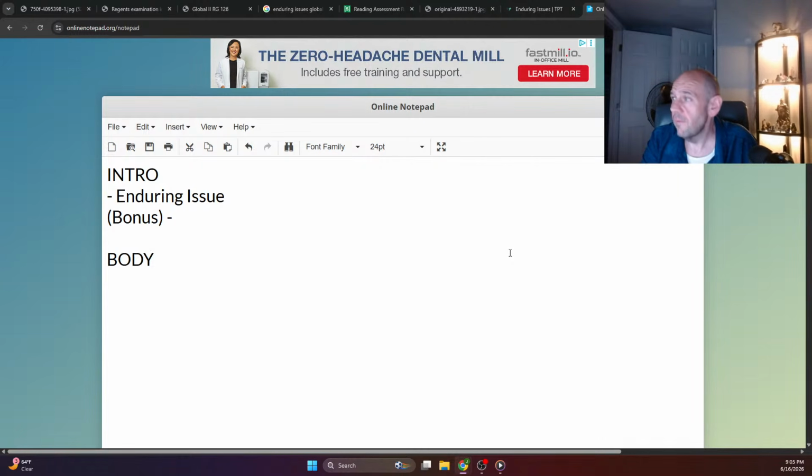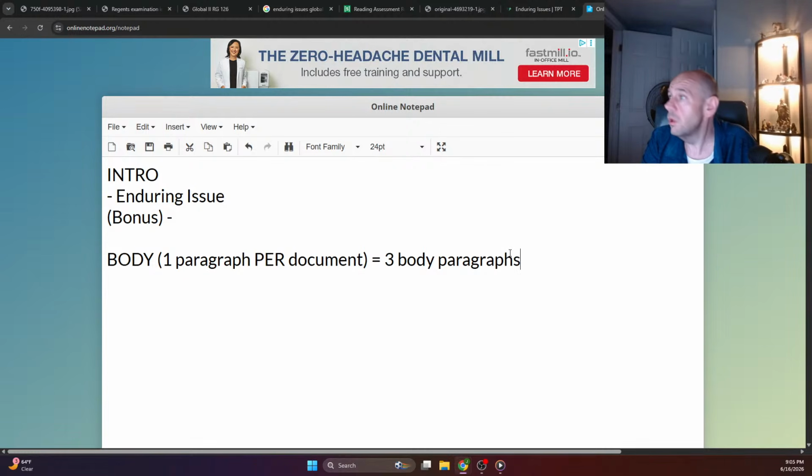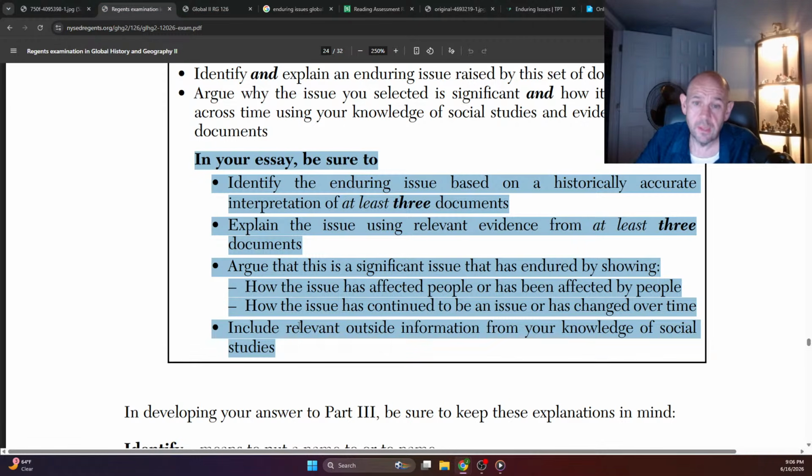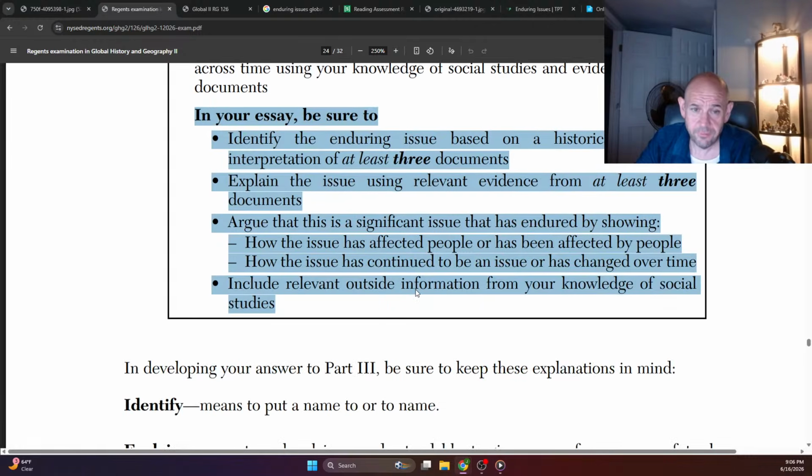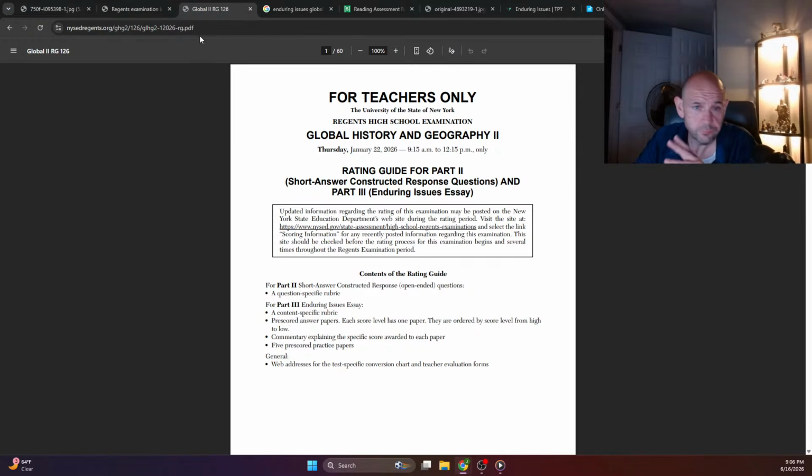Now the body paragraphs. The body paragraph should be structured like this. You want one paragraph per document. So you're doing 3 documents, so that means you need 3 body paragraphs. Is this a rule? No. But if you don't have an intro, body, conclusion clearly broken out, if it's one big long chunk of text, again, I remind you, it's in the rubric.